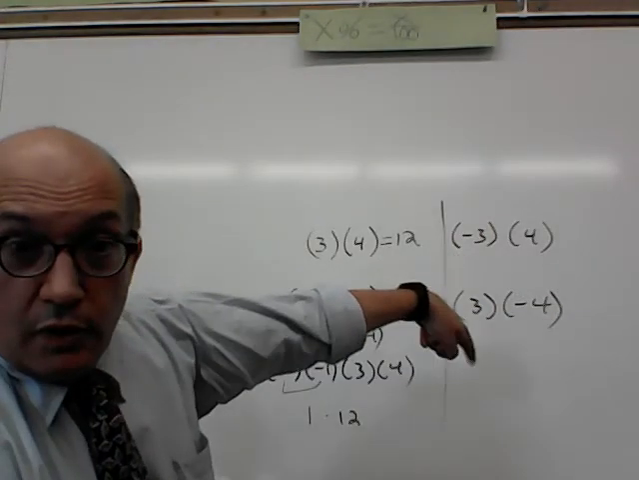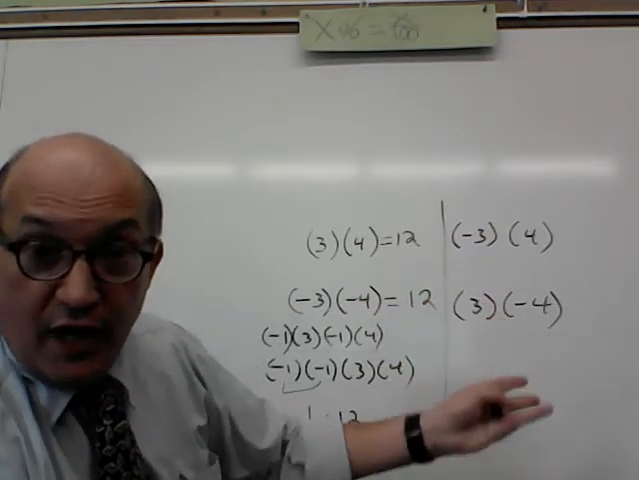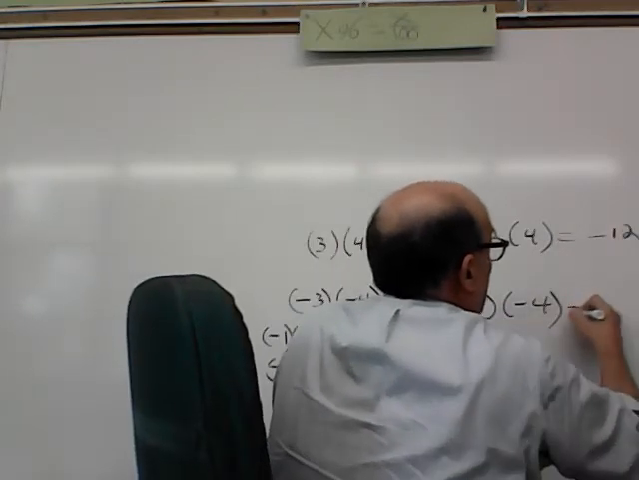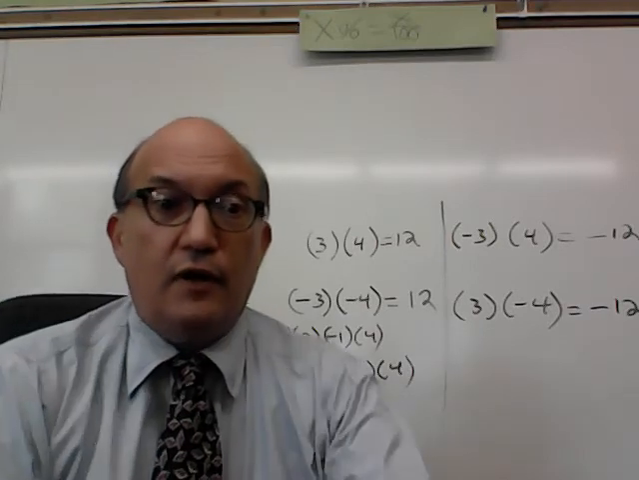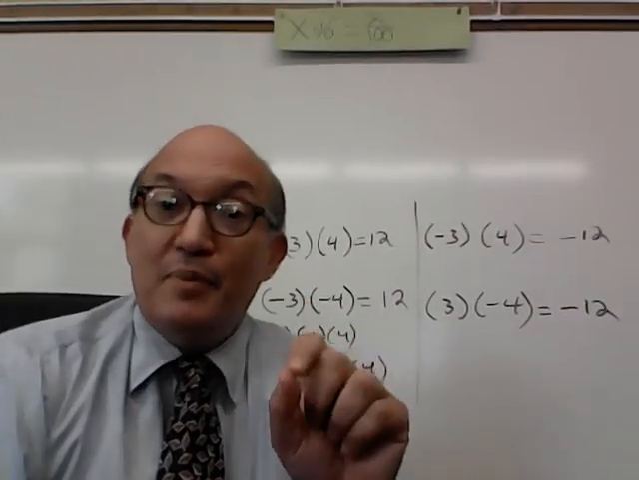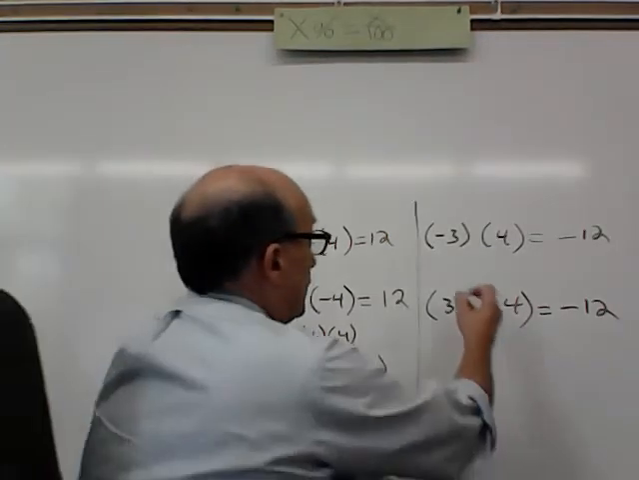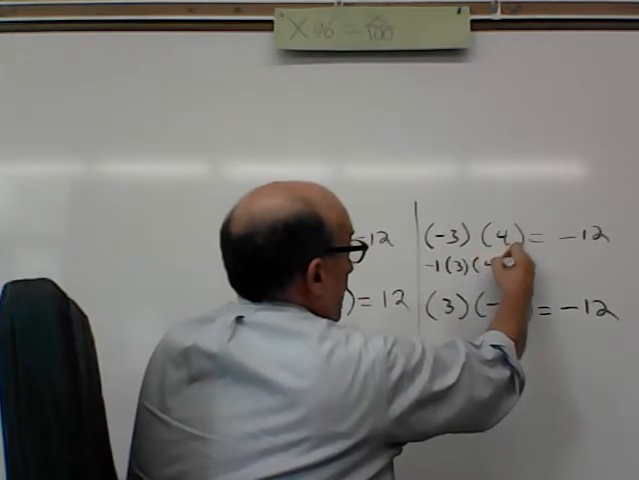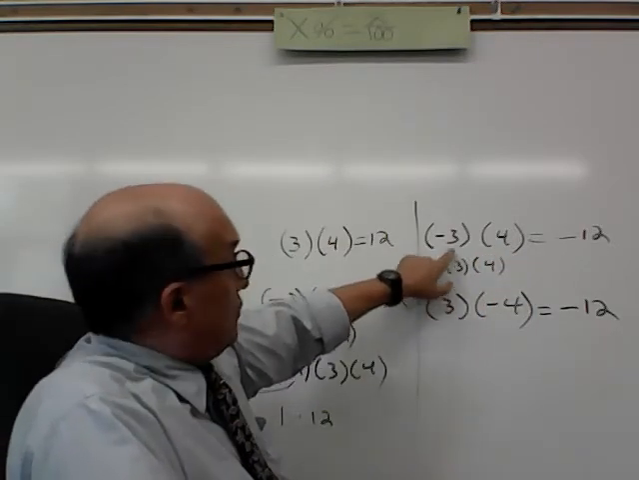The other two, on the other side, the signs are different. One is positive, one is negative. The rule says that the answer is negative. So this is -12, and this is -12. Either way, as long as the signs are different. That business of -1 times a number giving you its opposite, we can use that here. -1 times 3, and then we have times the 4. -1 times 3 is the opposite of 3, which is -3.